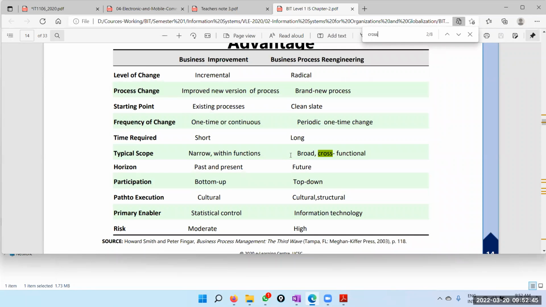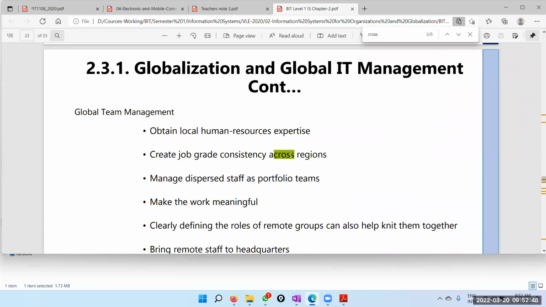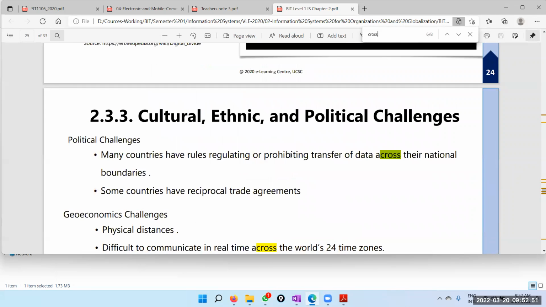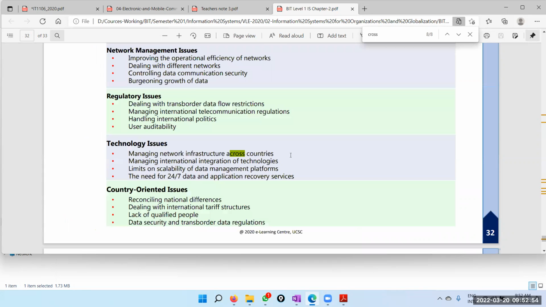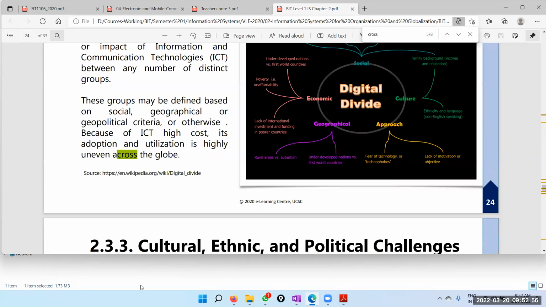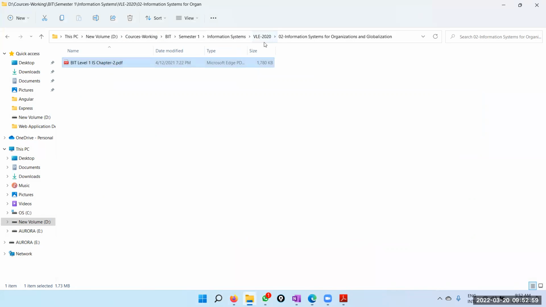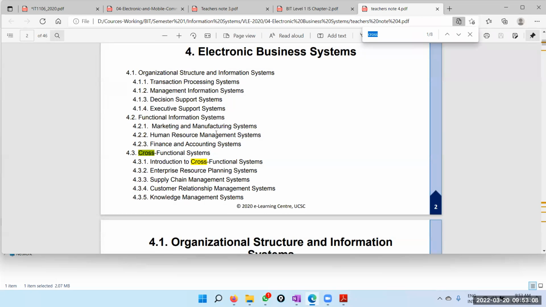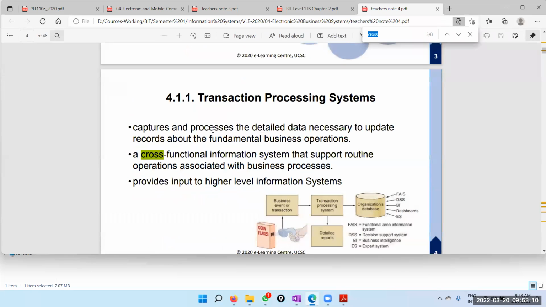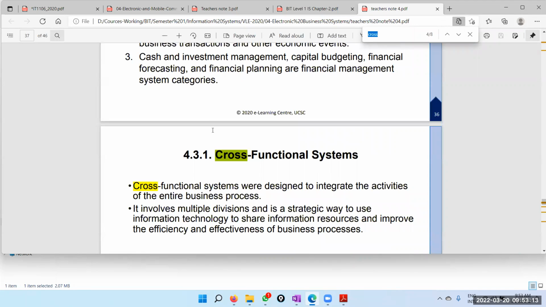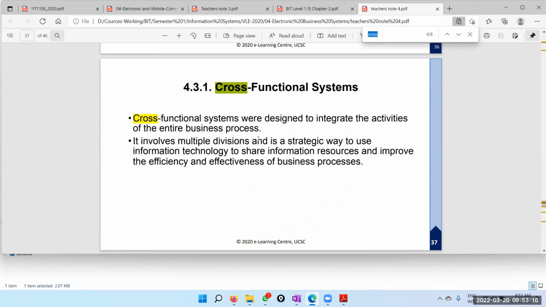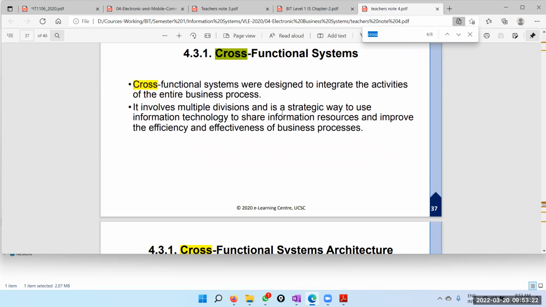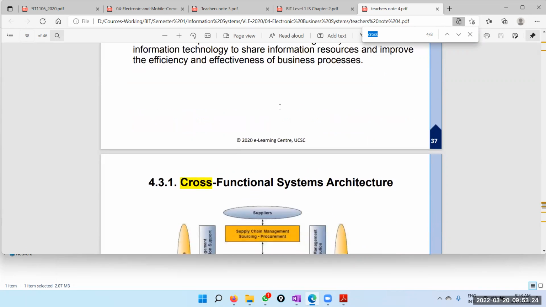Anything else? That's all they are. Let's see whether it's mentioned somewhere else also. Maybe here. You can see cross-functional systems. Cross-functional systems were designed to integrate the activities of the entire business process. It involves multiple divisions and is a strategic way to use information technology, and so on. Okay.